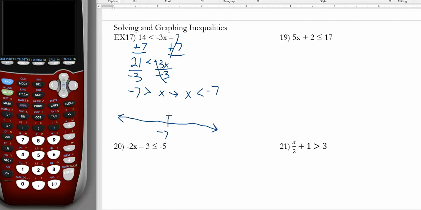So negative 7, we have an empty dot because there's no equal to on this. And then less than would be to the left side for our shading or your squiggle, whichever way you choose to view that.